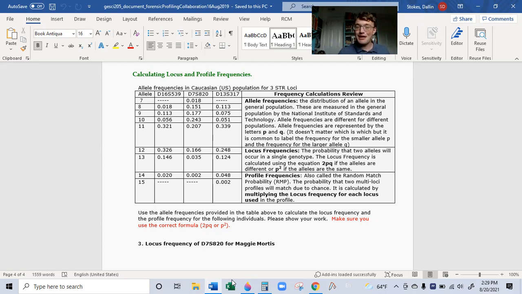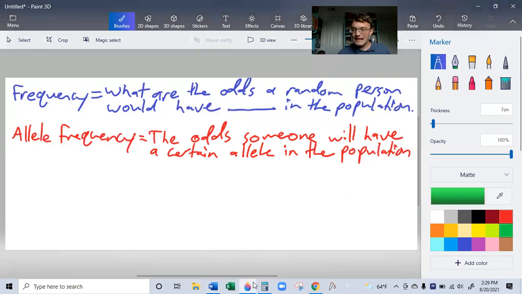So we need to make our criteria a little more stringent. Otherwise, this isn't going to be a very convincing argument. That's why we're going to go to the next more specific level. This is a locus frequency.